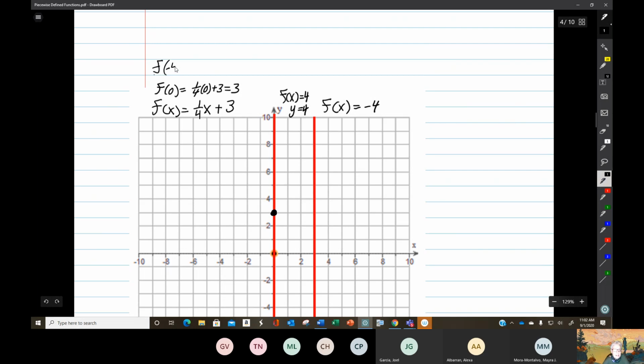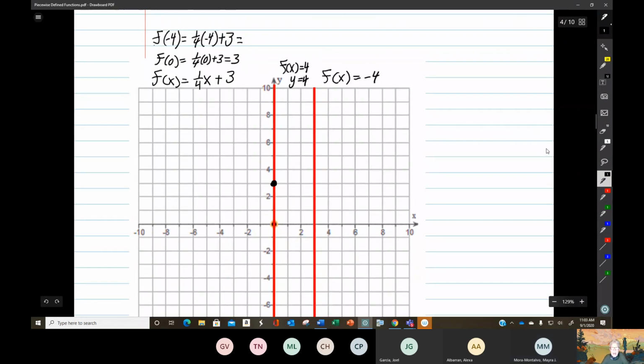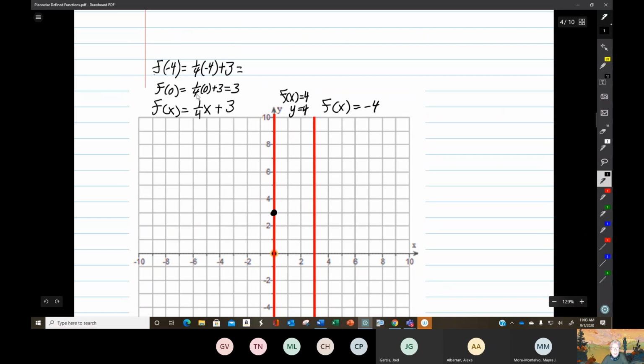F of -4 equals 1/4 times -4 plus 3. Yes? In this part of the formula, can we choose any number? Yes, you can. The thing is that I decided to use a multiple of 4 so that I could cancel out that 4 and get rid of the fraction. So it would be easier. And that would happen also if you use -8, because 4 goes into 8 2 times.